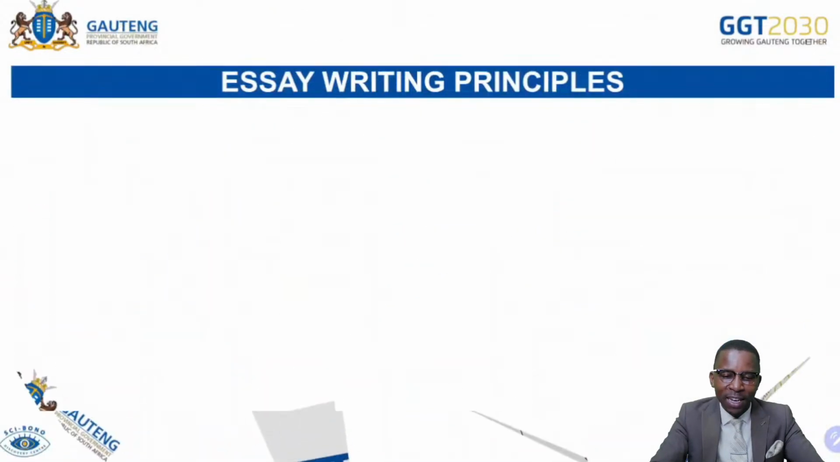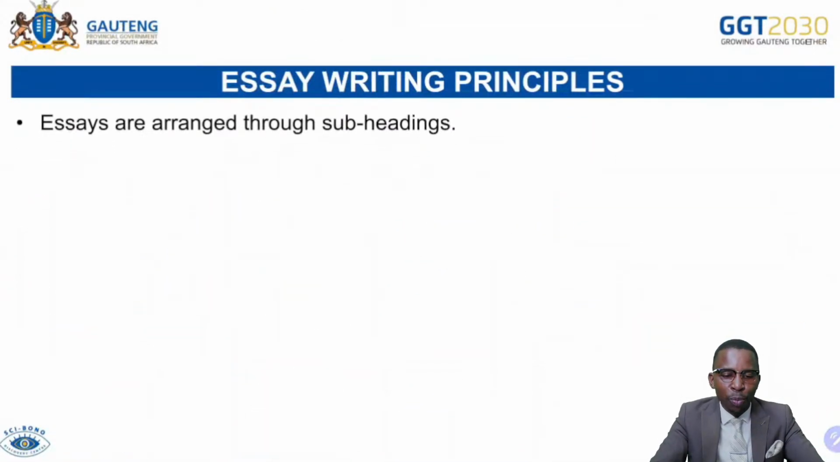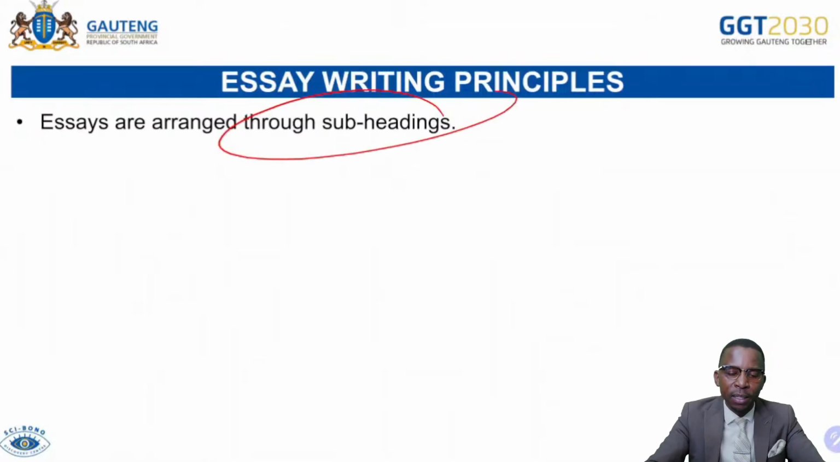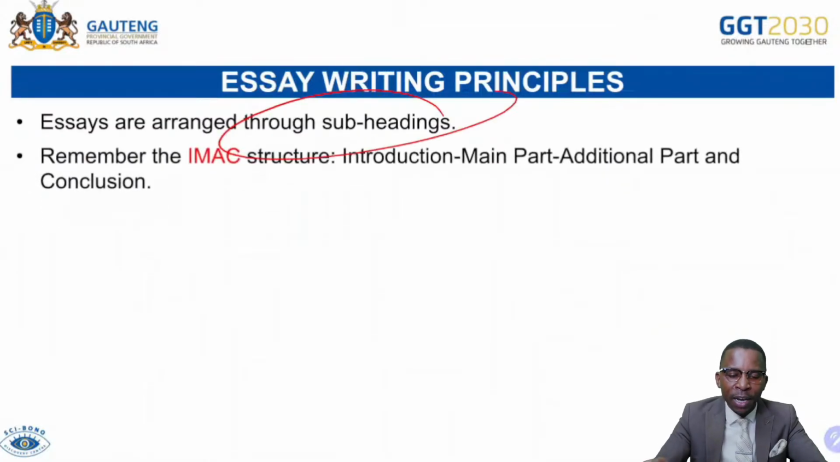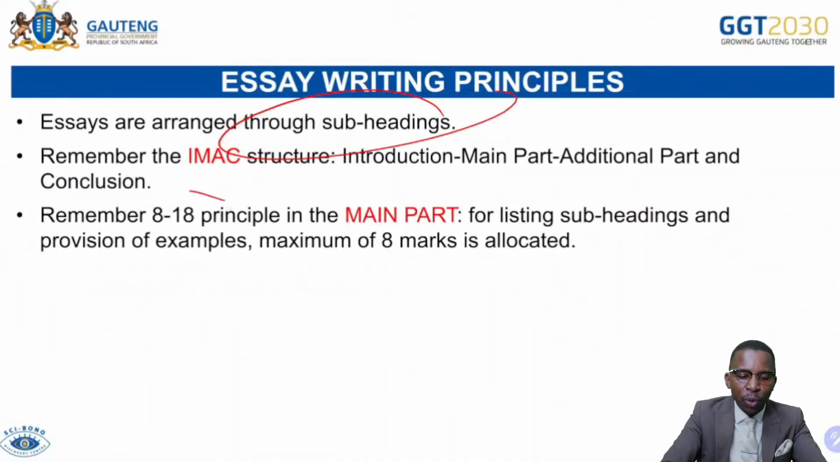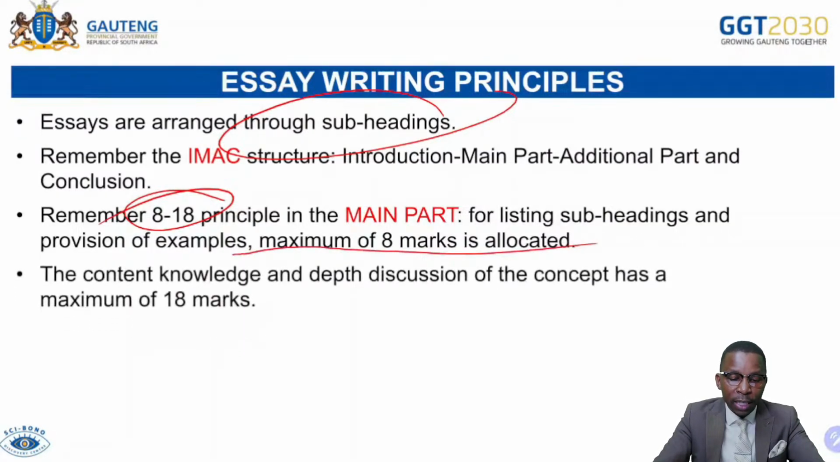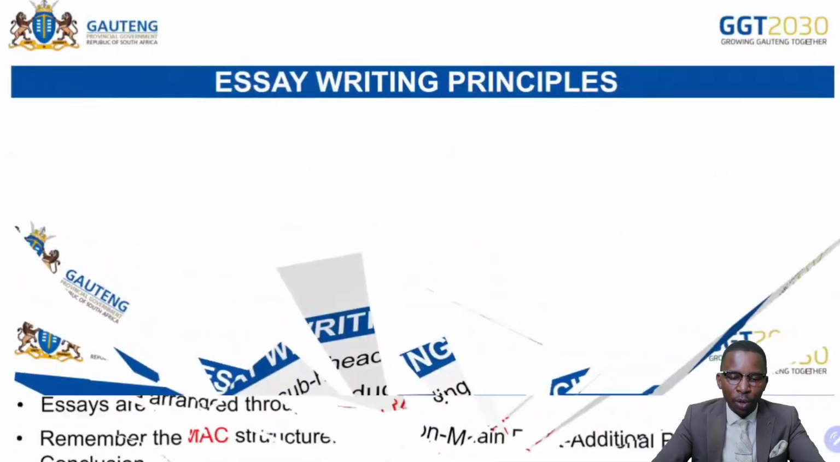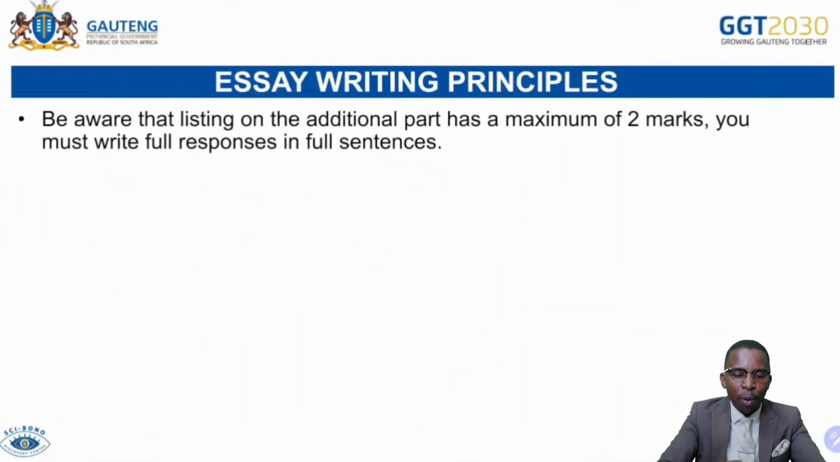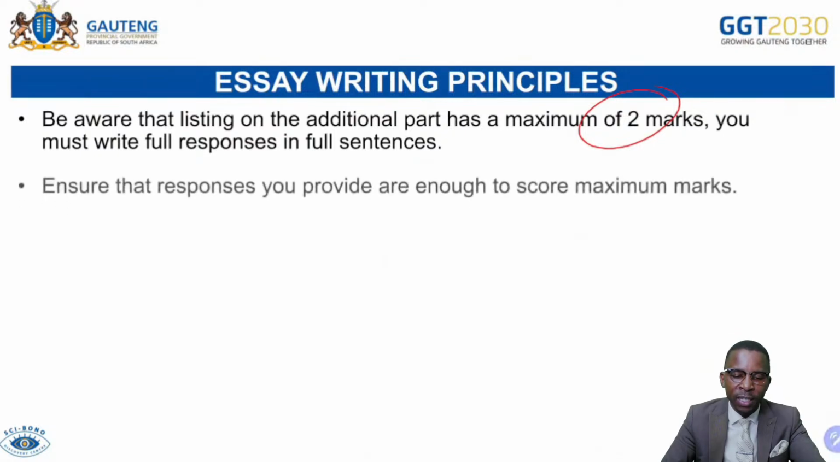I don't have time. Let's see how to write an essay. You must arrange your essay in subheadings. Do not write paragraph. Remember IMAX strategy, like I mentioned before: intro, main part, additional, and conclusion. And then remember 8:18 principle, whereby listing headings is for 8 marks, and then discussing content is 18 marks. And then the content knowledge is 18 marks, like I've mentioned. And then we continue. How to write an essay. Be aware of listing in additional part. You can only get 2 marks if you are listing; discuss in full sentences.